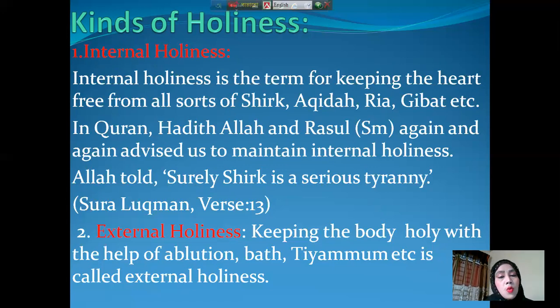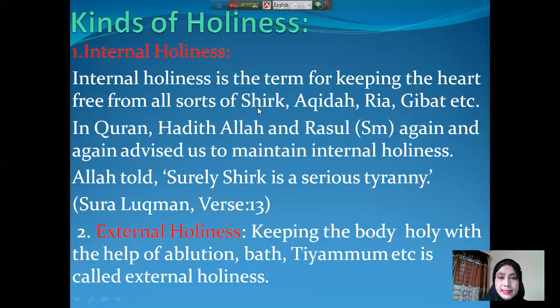That means all wrong beliefs. La ilaha, that means there is no ma'bud. Illallahu Muhammadur Rasulullah: only Allah is our ilah, and Rasul Sallallahu Alaihi Wasallam is the prophet and last messenger of Allah Subhanahu wa Taala. Now come to the definition. Internal holiness is the term for keeping the heart free from all sorts of shirk, aqidah, riya, ghibat, etc. Here we are getting 4 new words, right? First of all, shirk. Shirk means what?